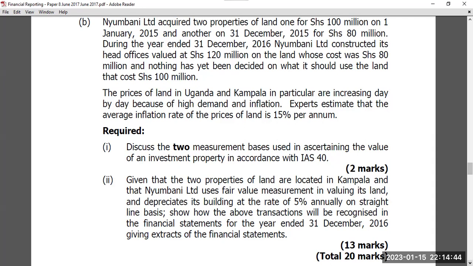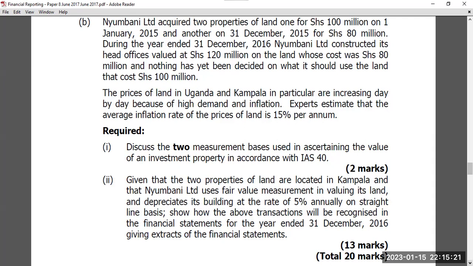Experts estimate that the average inflation rate of the prices of land is 15% per annum, meaning every year it is increasing by 15%. What you have to understand in this statement is that these prices are increasing because of the inflation, and inflation is the persistent increase in the general price levels, as you studied it in economics or economic environment.